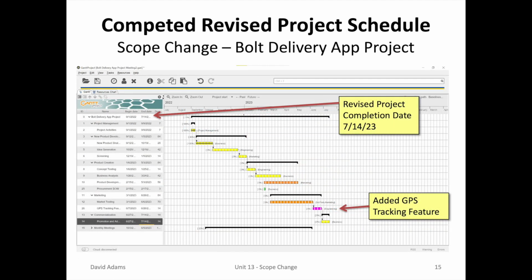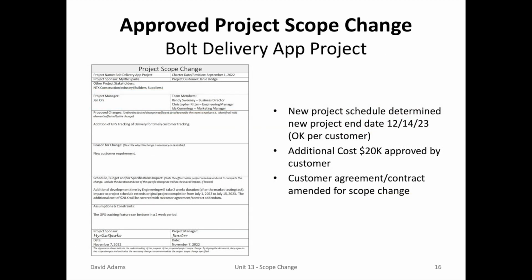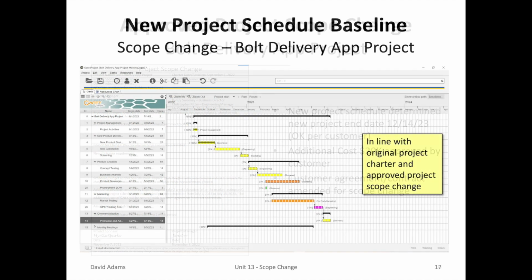In the completed revised project schedule with the scope change, you'll notice a few things. At the very top, you'll see a revised project completion date of July 14th, 2023. And you'll see the addition of the GPS tracking feature, which is in series with the previous activities. So as part of the project record, you'll have the revised project schedule along with the approved project scope change document. And as done in Unit 6, you can save a new project schedule baseline.